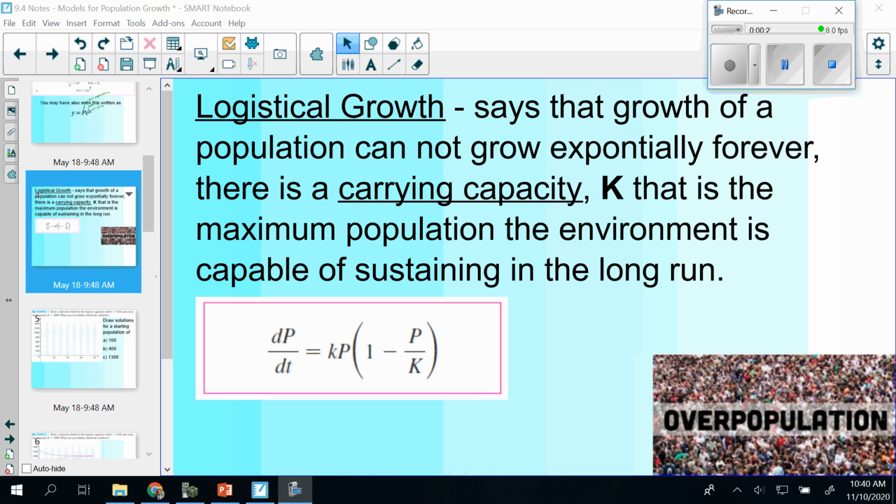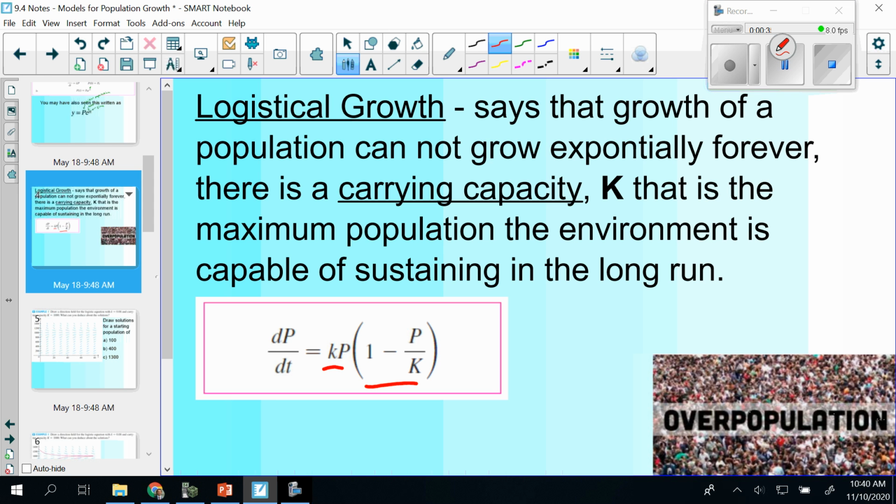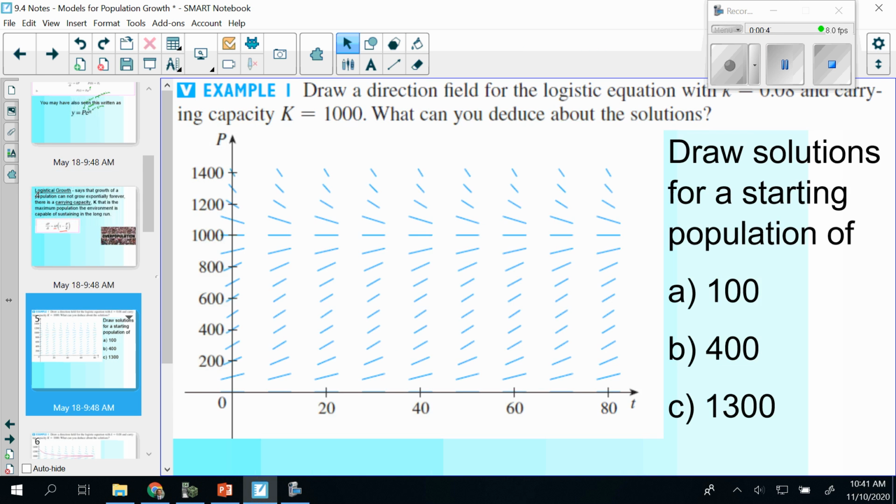And so what changes now in our differential equation is we still have that direct proportion to population, but we also got this 1 minus the population over the carrying capacity, which is going to be that limiting factor of the environment. All right, so let's first look at what these look like when you graph them out.